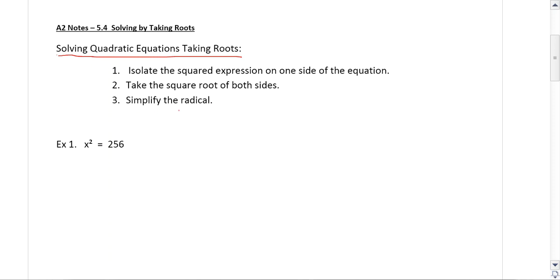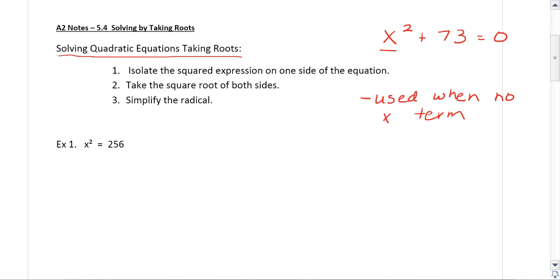So just to clarify, when you use this method, the best way I can say it is that it would be used when you don't have an x term. Like if you had x squared plus 73 equals 0. This can't be factored. The only way to solve it then is to isolate this x squared and then square root both sides and simplify the radical. So this is used when you do not have an x term.